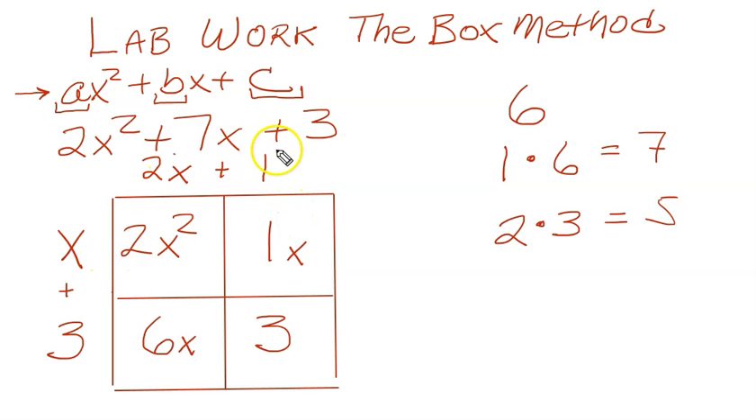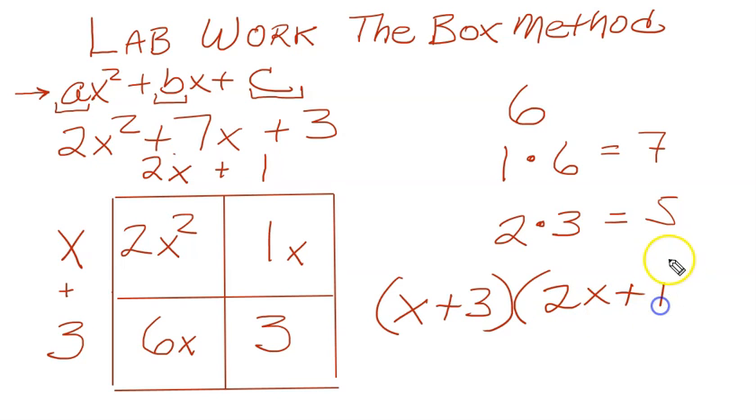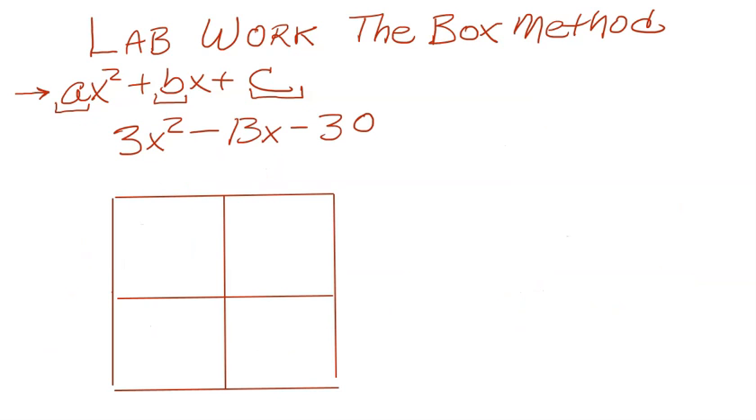Now, notice if you did what we did earlier, multiply this times this, you get that. And this times this, you get that. And this times this, and this times this. So in a sense now you've captured the factors, which now become x plus 3 and 2x plus 1. And we did this using the box method. Now we'll do one more. So take a moment to set up.